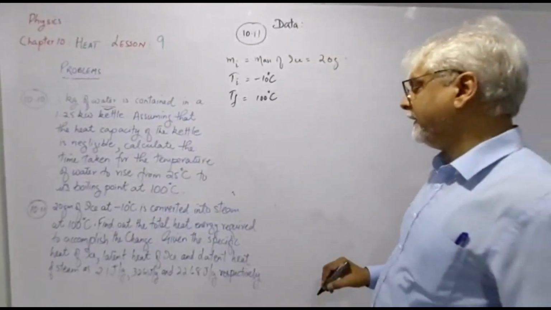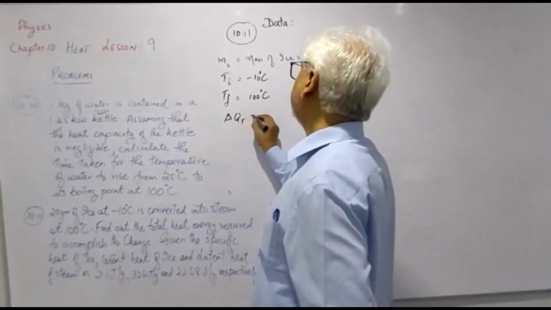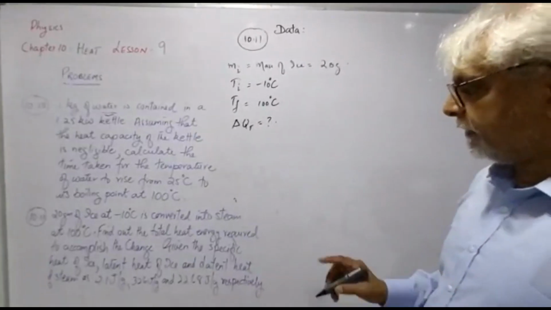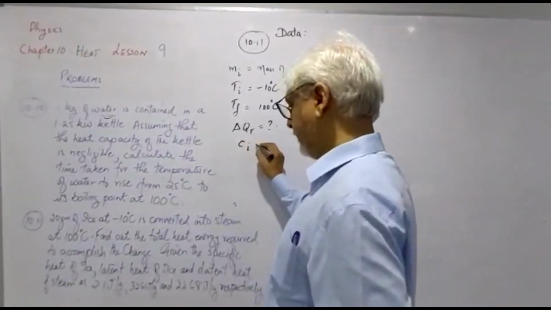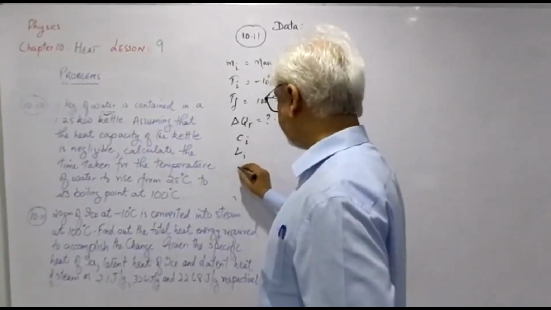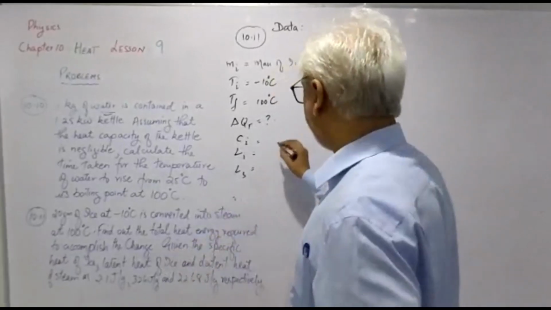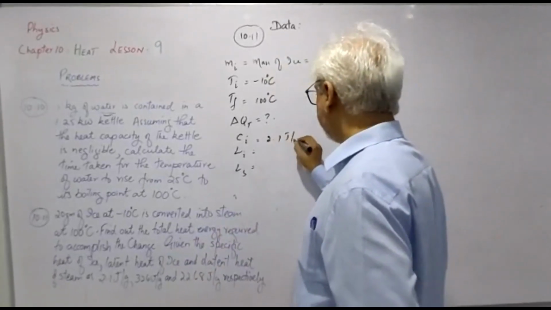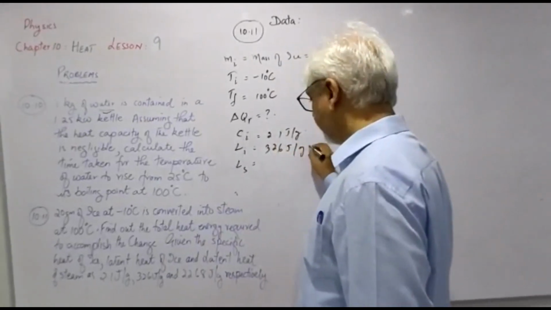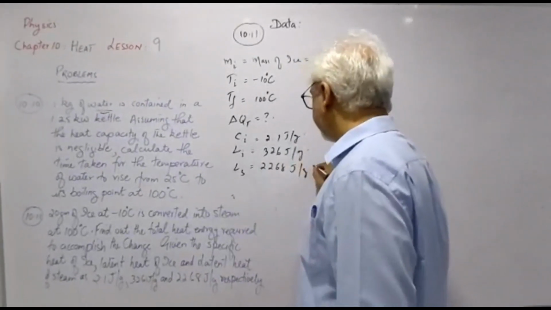Find out the total heat energy required. So the total heat energy Qt is equal to how much to accomplish this change, given that the specific heat of ice, latent heat of ice, and latent heat of steam are 2.1 joules per gram, 326 joules per gram, and 2268 joules per gram respectively.